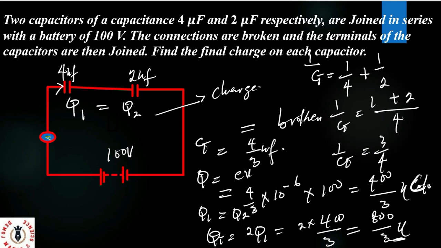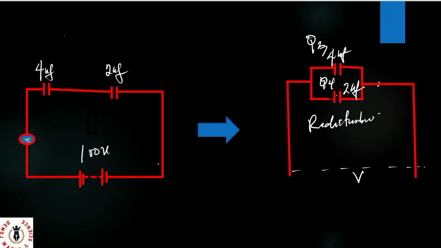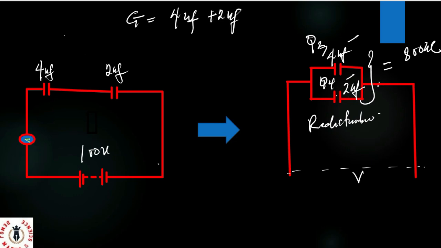Now we can check them when they are in parallel, before redistribution. The total charge across this combination is 800 over 3 microcoulombs. We've not been told the capacitance and the voltage. But because they are in parallel, the voltage across each capacitor will be equal. Now let's take the capacitance. My capacitance CT, because they are in parallel, will be the same thing as 4 microfarad plus 2 microfarad, which is equal to 6 microfarad.